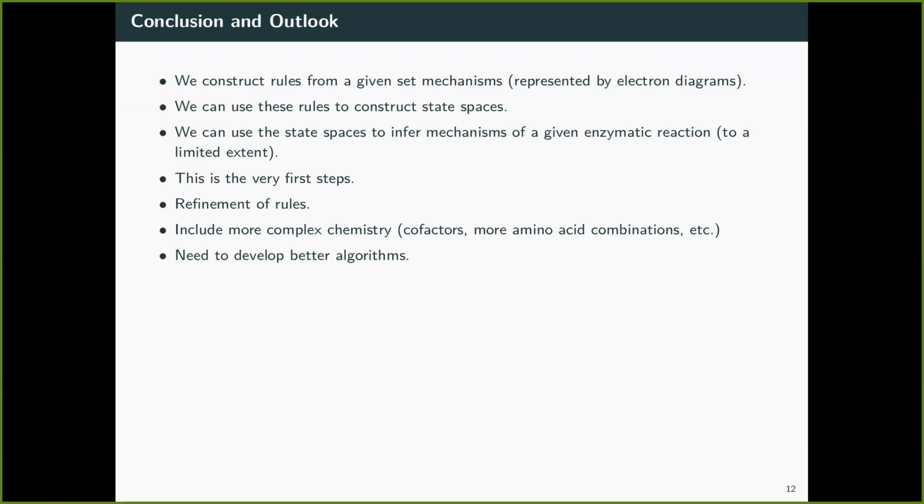There exist a lot of other things that we can work on, for example, the rules as they are right now are fairly crude, and we could put a lot of work into refinement of these rules. And we also need to add a lot more complex chemistry such as cofactors and more amino acid combinations. But this really needs us to develop better algorithms. But again, it should be emphasized that this is really a proof of concept about the applicability of our approach.